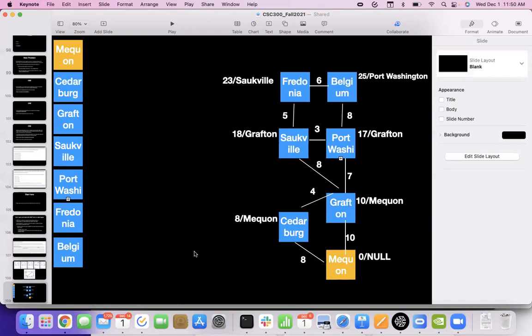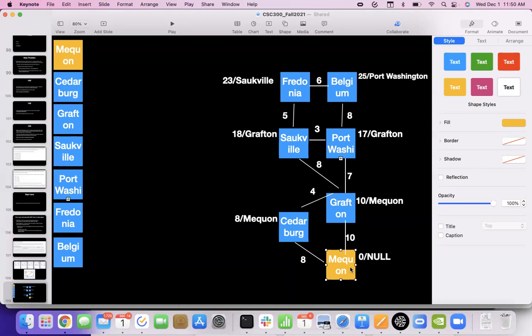So in the end, what we've done now is we've created a Dijkstra's algorithm mapping of our graph with the assumption that our start location is Mequon. So what's the shortest path to get to Belgium from Mequon? Well, the total distance will be 25 miles. And how did you get there? Well, I went from Belgium to Port Washington, then from Port Washington to Grafton, and then from Grafton to Mequon. That was the best path to get to Belgium.